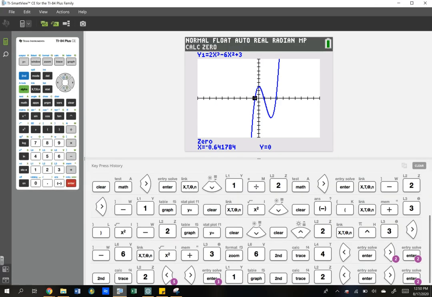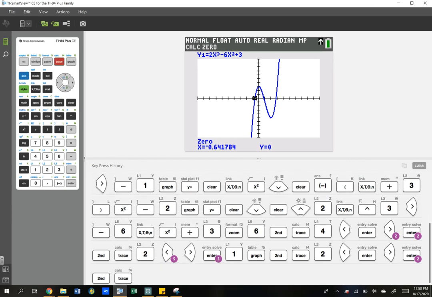Let's do that together. Second trace, number 2. We're going to move our spider to the left. Now, to the left of this 0 is going to be just a little bit above the x-axis. To the right is going to be below, and hit enter. And we get 0.83.